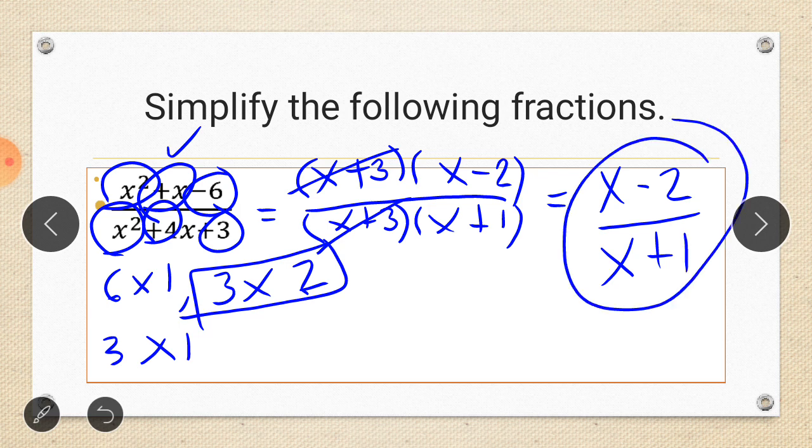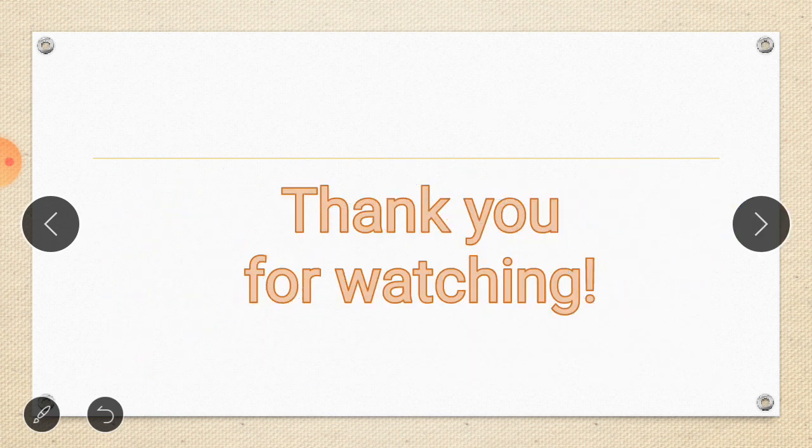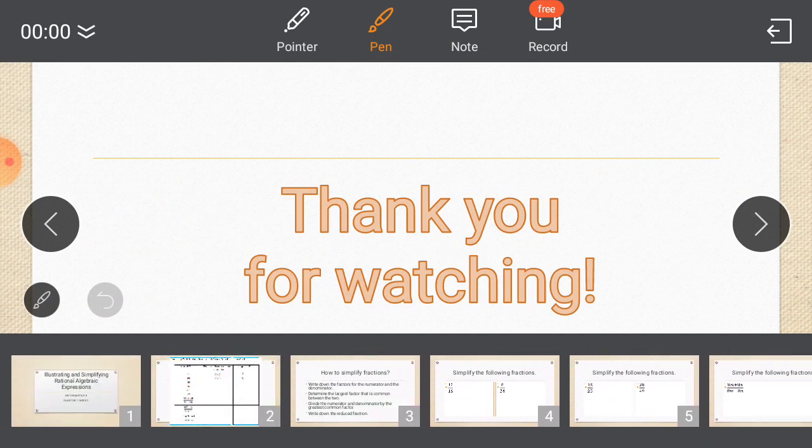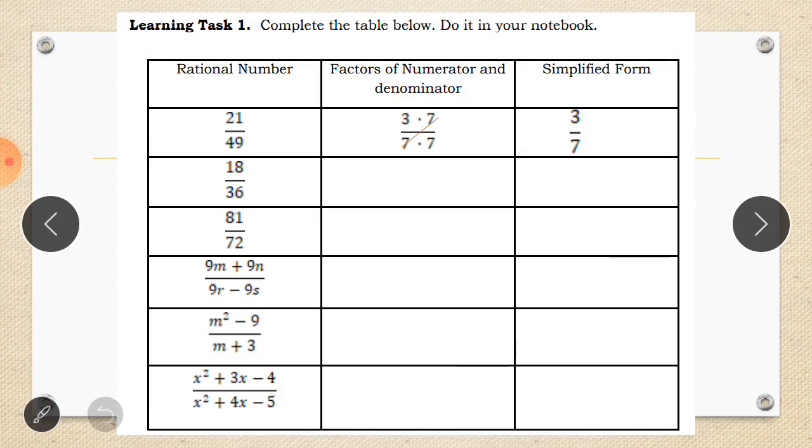The simplest form of x squared plus x minus 6 over x squared plus 4x plus 3. Okay, so that's all. After this, you now know how to answer this because all the things that I gave you are parallel to this question, learning task number 1.